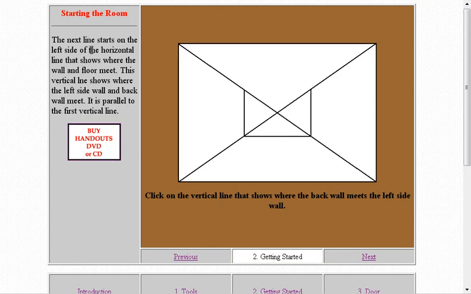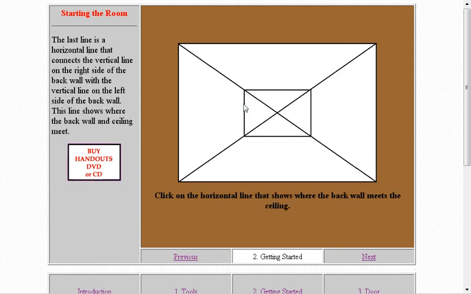The next line starts on the left side of the horizontal line that shows where the wall and the floor meet. There's the left wall and the floor, they meet right there. This vertical line shows where the left side wall and back wall meet. It is parallel to the first vertical line. See they're parallel? It says click on this vertical line then, so go ahead and draw that and meet us on the next page.